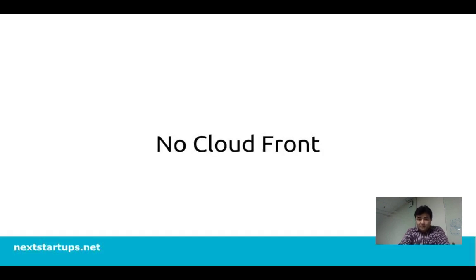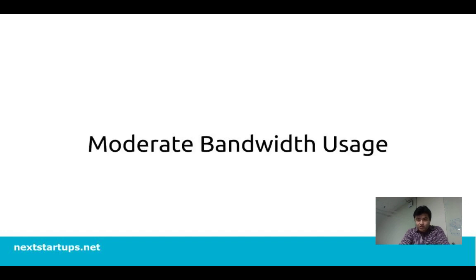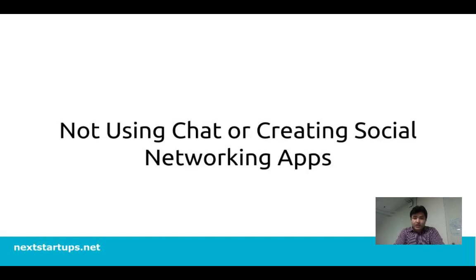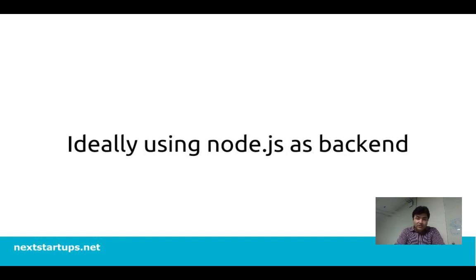Number five, there is moderate bandwidth usage, that is not too many images or video streaming on your app or website. Number six, your app or website does not have a chat intensive or social networking feature where there's very high engagement at any given time. I will be doing a separate video on that. Number seven, you're ideally using Node.js backend technology because it is very fast. You can use other technologies like PHP as well, but it's recommended that you use Node.js.